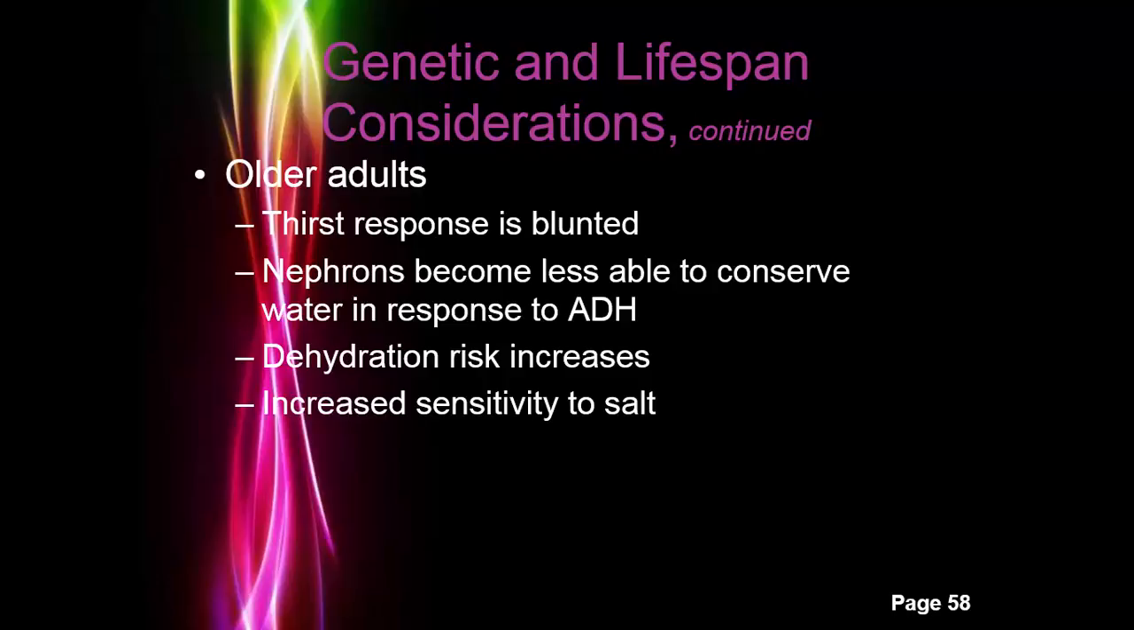often their thirst response is blunted. Nephrons become less able to conserve water in response to the antidiuretic hormone, and these are nephrons that are found in your kidneys. And so this may be in spite of normal ADH levels. They're just not working as well. All right, dehydration risk increases.